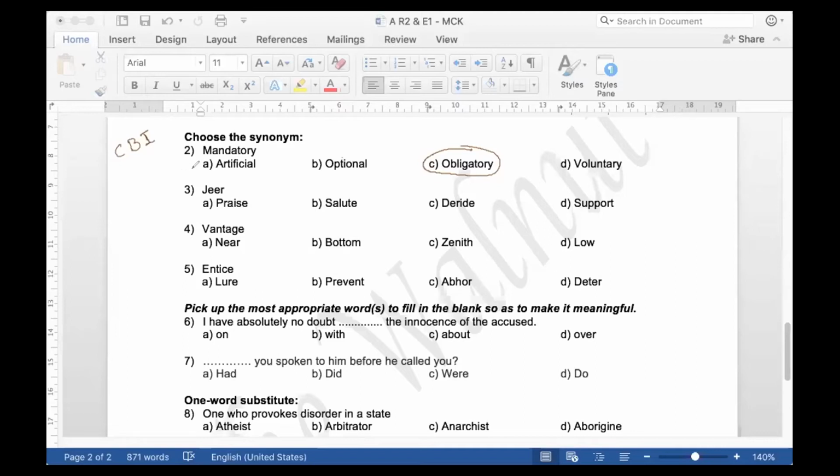And the second one, the third question, jeer. Jeer means what? I see the answers from Godwin, Christian, Sonia, Alan, Vineka.